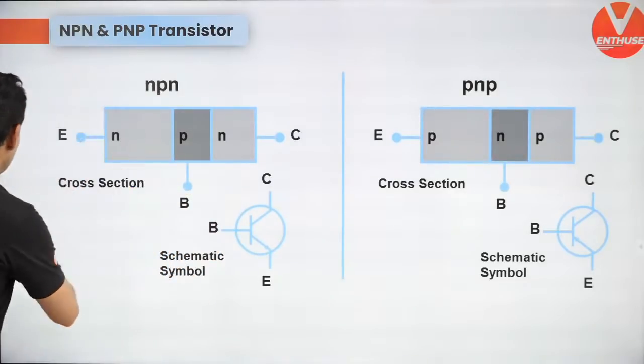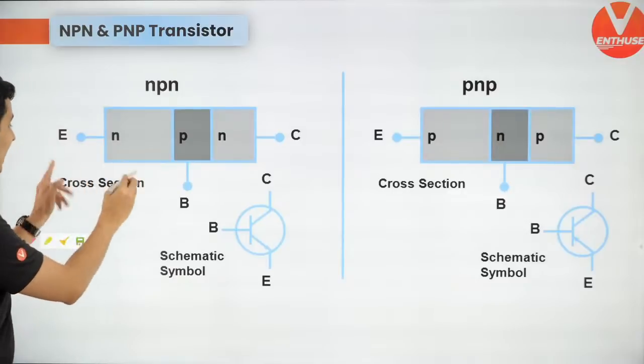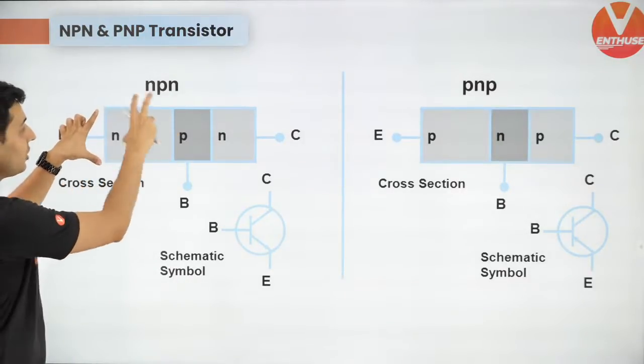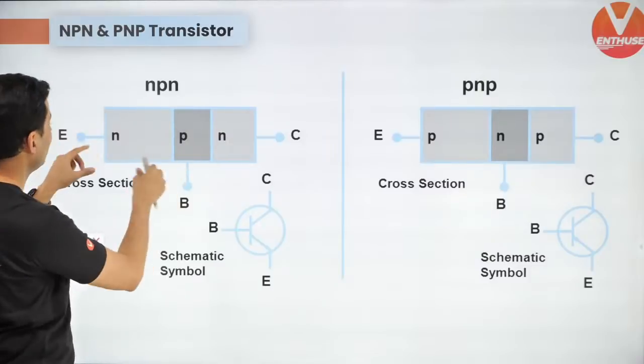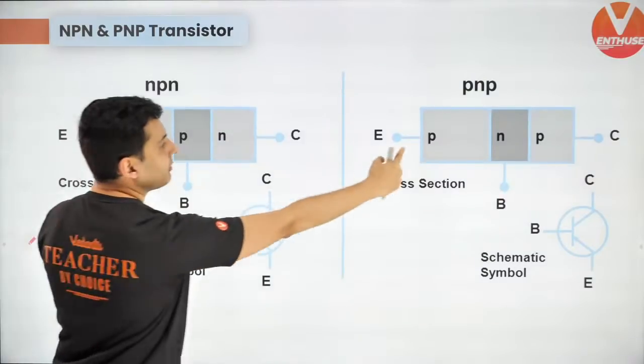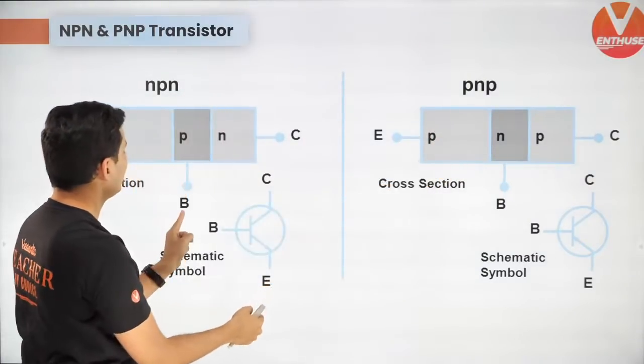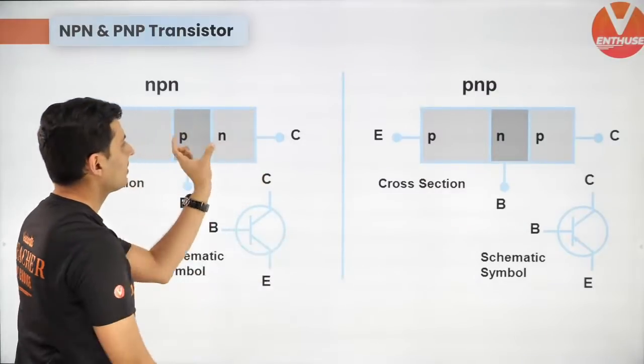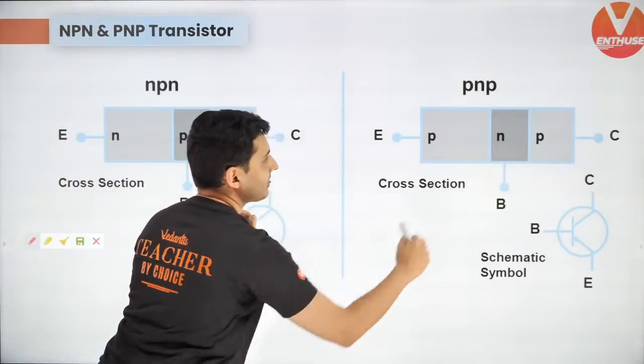See, it's nothing but this: the emitter is bigger. In case of NPN, the biggest one is the emitter, the smallest one is the base, and the medium one is the collector.